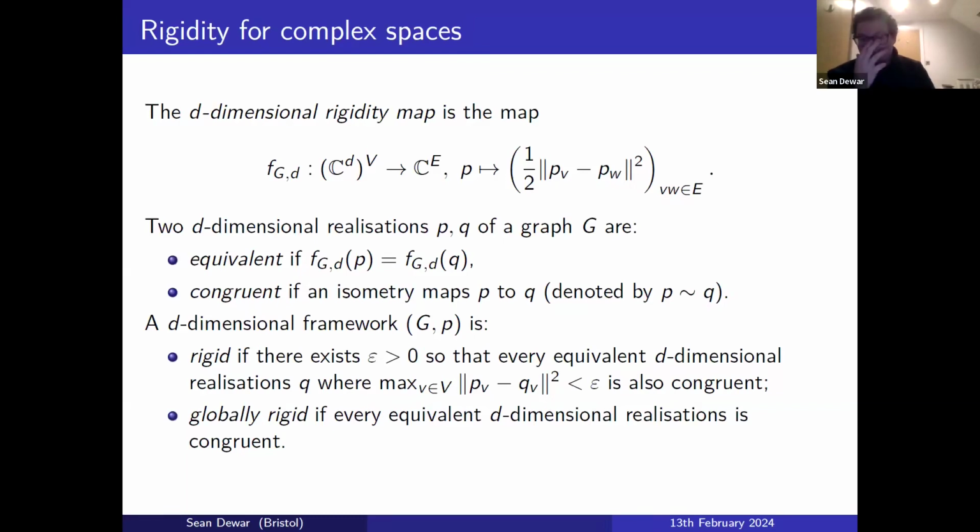Global rigidity is where, if I have my framework and I take an equivalent d-dimensional realisation, it's congruent, and it doesn't matter which one I pick. This is what global rigidity says. So rigidity, with this hokey definition here, you can think of as locally rigid: locally anything equivalent has to be congruent. Global rigidity is anything that's equivalent has to be congruent no matter how far away it is.